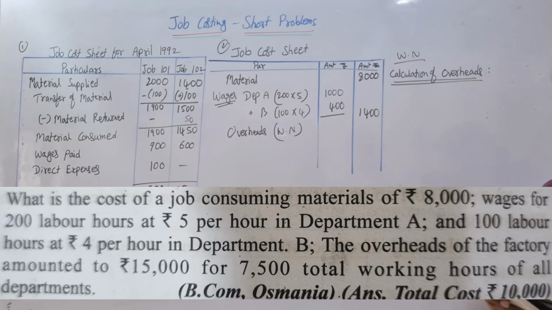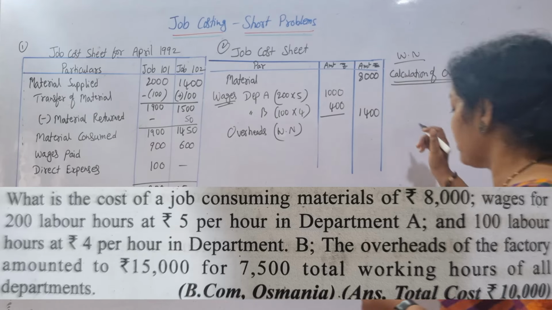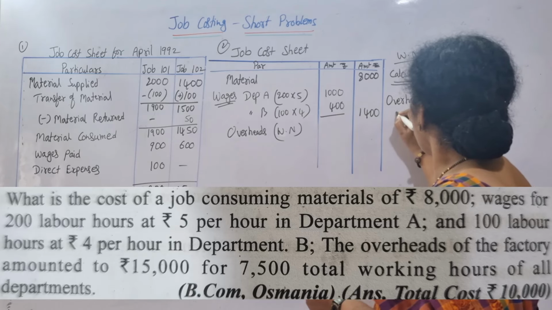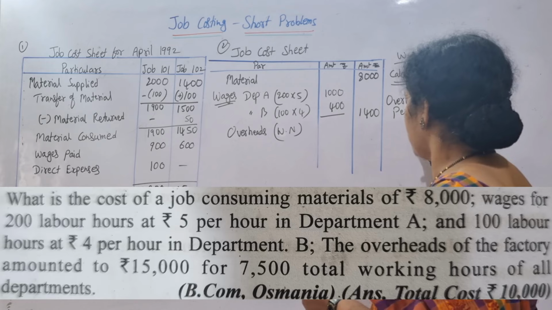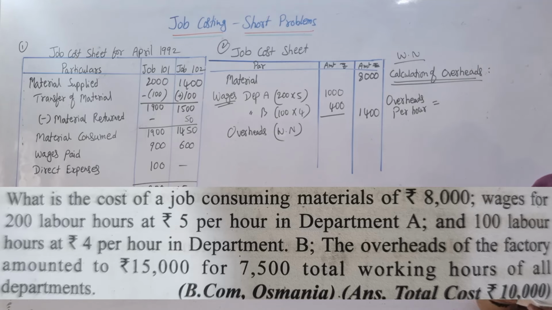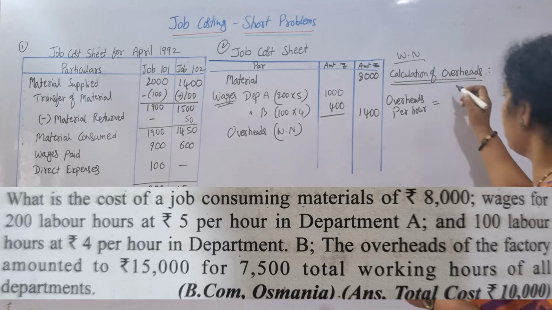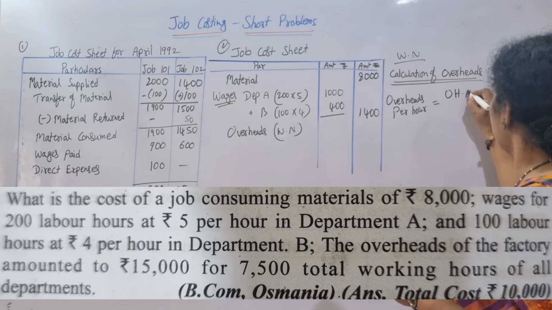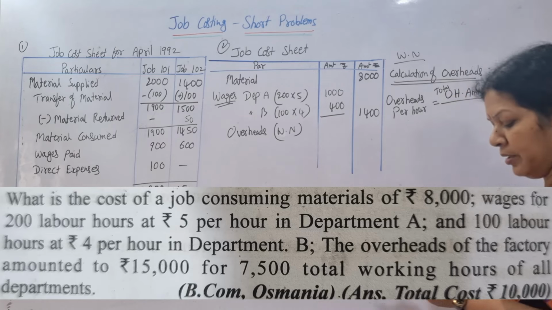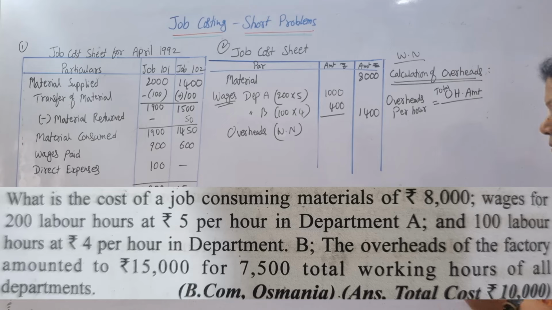The overheads of the factory amounted to 15,000 for 7,500 working hours. Total amount is 15,000. This is divided by 7,500, the number of hours. So overheads per hour, how do you get per hour? Total overheads amount divided by total number of hours.